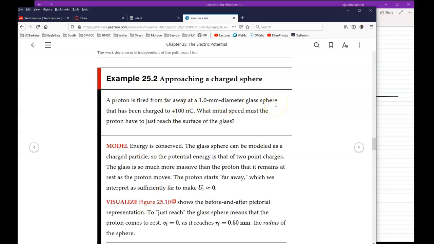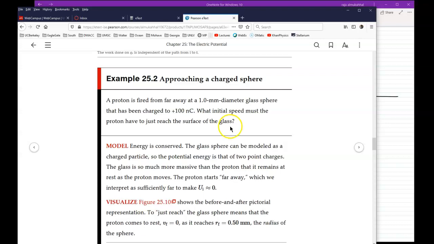This is kind of more or less nanotechnology. So a 1 millimeter diameter glass sphere that has been charged to plus 100 nanocoulomb. What initial speed must the proton have to just reach the surface of the glass? In other words, it will reach the surface of the glass. It's not going to penetrate the surface of the glass. We don't want it to penetrate it.